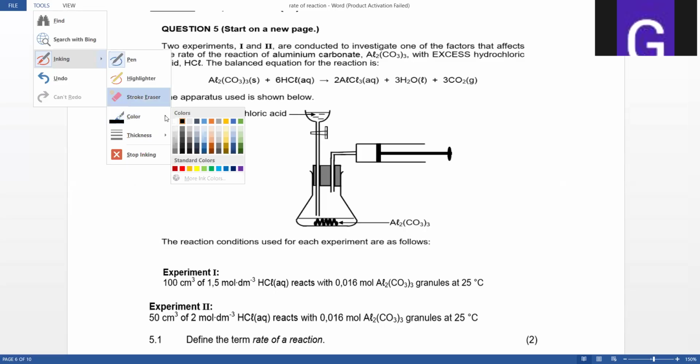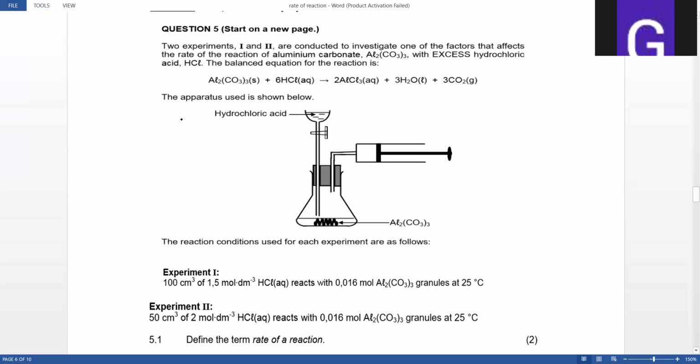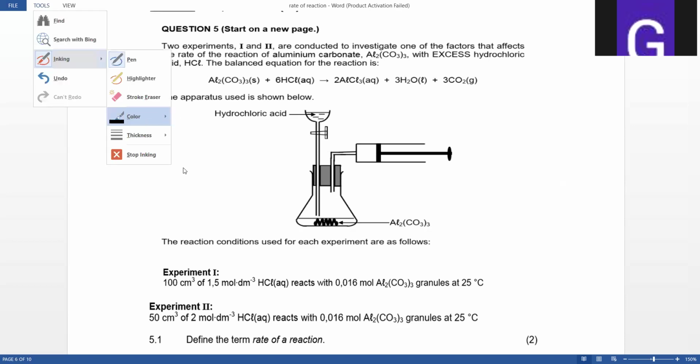So looking at this, you can easily see that, as I said, one is in excess and one is the limiting. Then now we can just continue. Let me just use the red one.